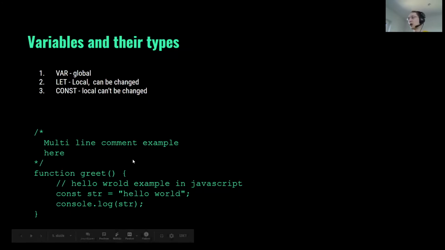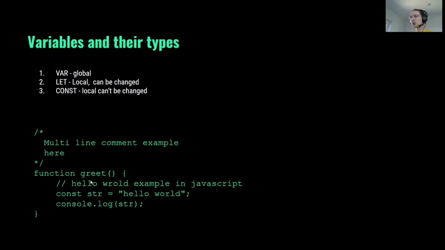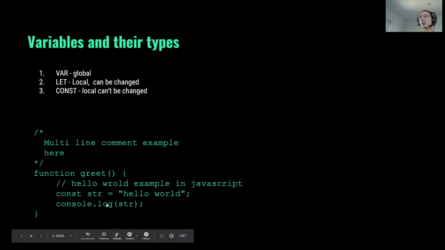And of course, we have a little bit of example code here. It's still the same hello world function, but here I created one const variable, str, is the variable name, and it has a value of hello world. Then I console log, so I output this to a console again, so that we can see hello world. So just one step a little bit further.